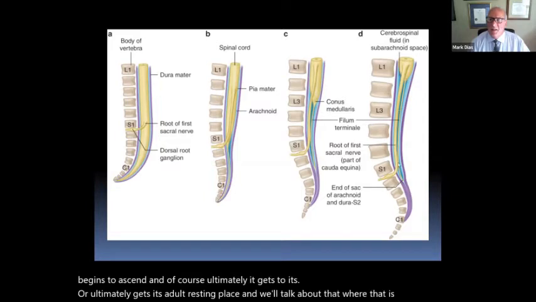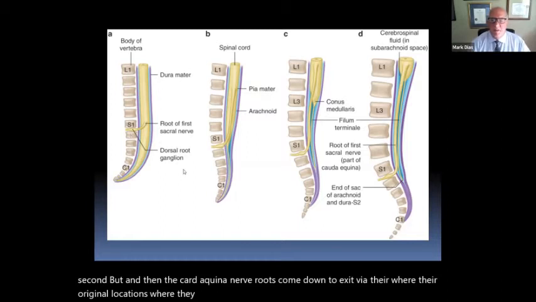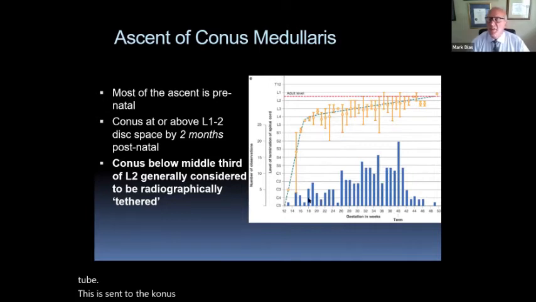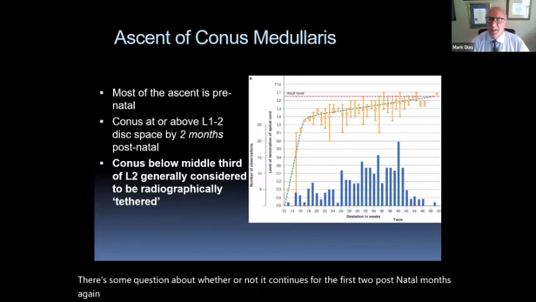And then the cauda equina nerve roots come down to exit via their original locations, where they were early in embryogenesis, adjacent to that part of the neural tube. This ascent of the conus medullaris occurs almost exclusively, if not exclusively, prenatally. There's some question about whether or not it continues for the first 2 postnatal months. Again, not years, as some textbooks would suggest, but 1 or 2 months postnatal.